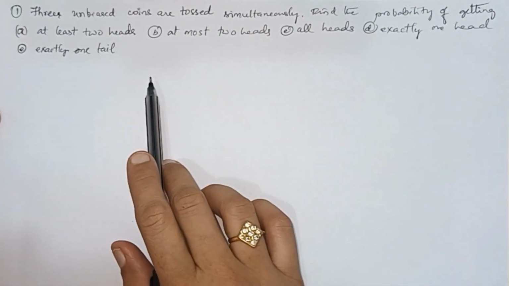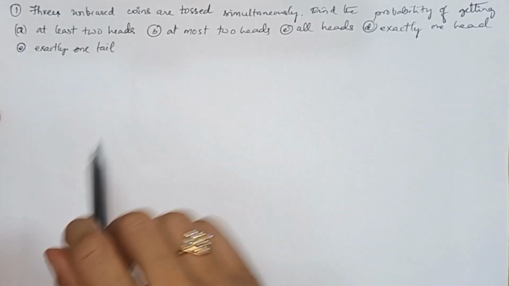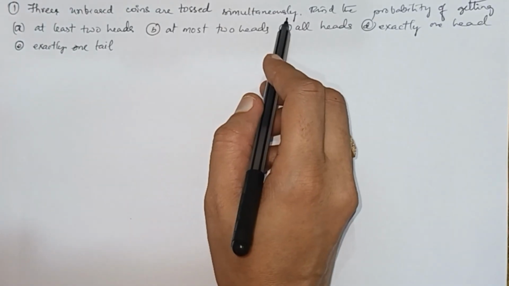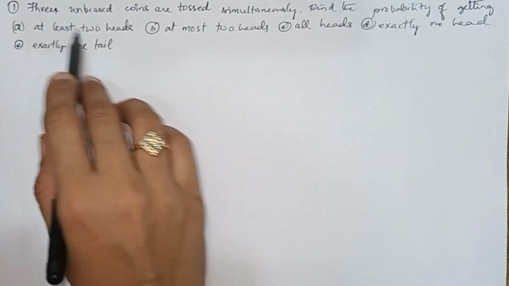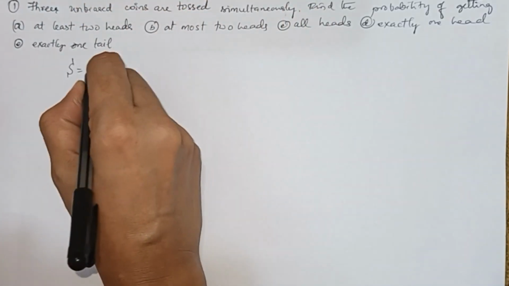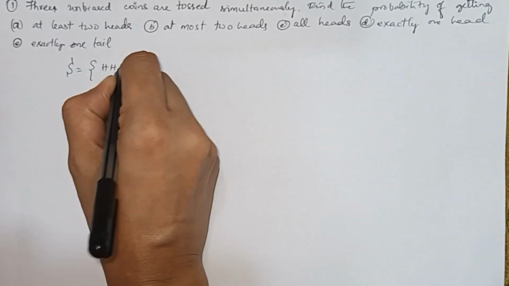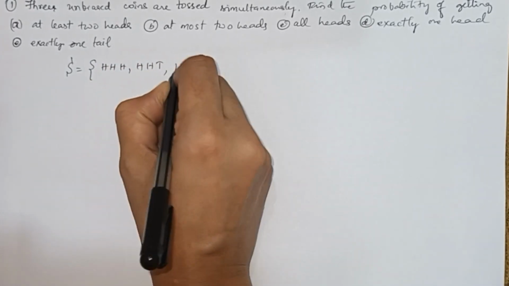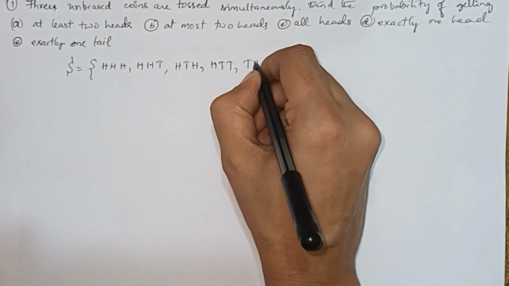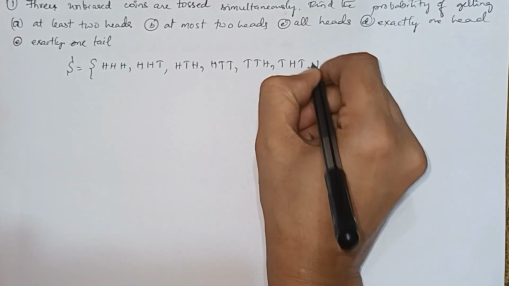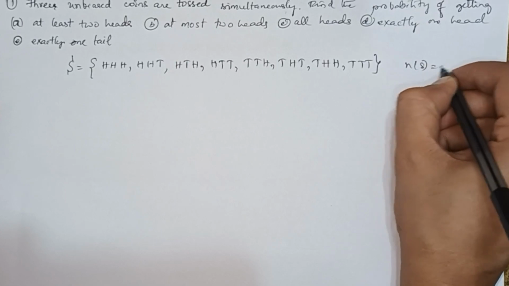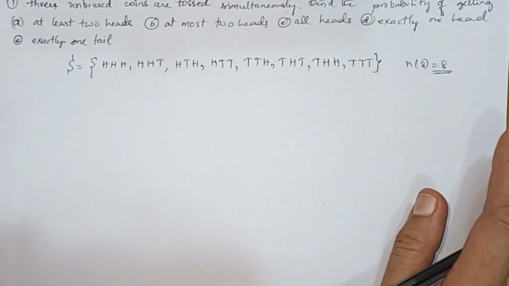Now, let me illustrate the concept of probability with a few problems. See the first one: three unbiased coins are tossed simultaneously. Find the probability of getting, and these are the sub questions. First, three coins are tossed. Let us write the sample space. So, HHH, HHT, HTH, HTT, then THH, THT, TTH, TTT. So total there are 8 possible outcomes for the given random experiment.